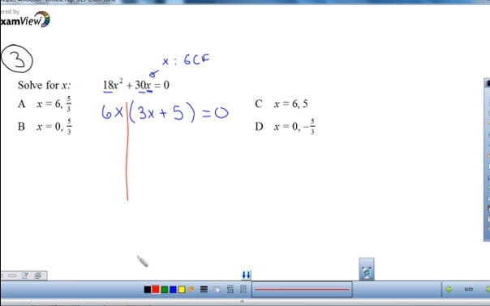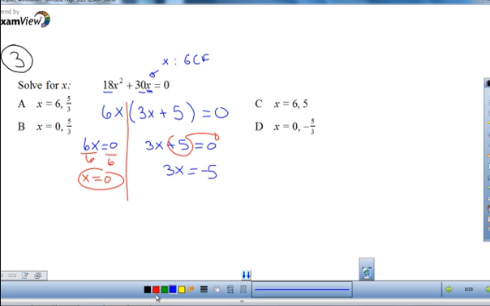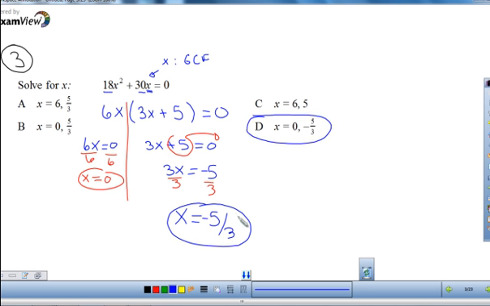And then I'm going to use the zero product property. So 6x will equal 0. 3x plus 5 will equal 0. So if you divide by 6, 0 divided by 6 is 0. I'm going to subtract 5. And then I'm going to divide by 3. So the answer is x equals negative 5 over 3. So the answer would be D.